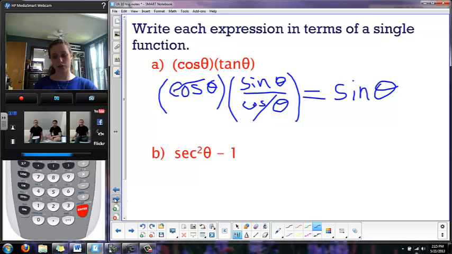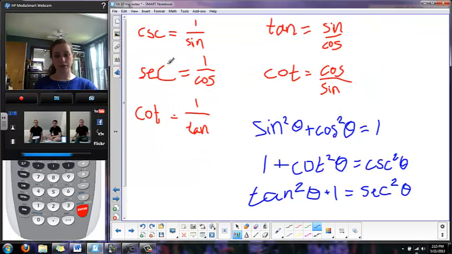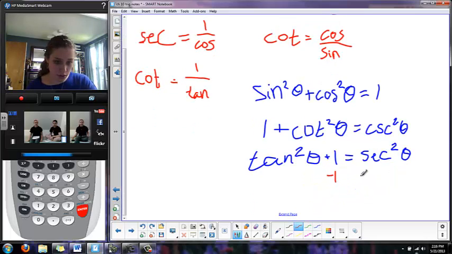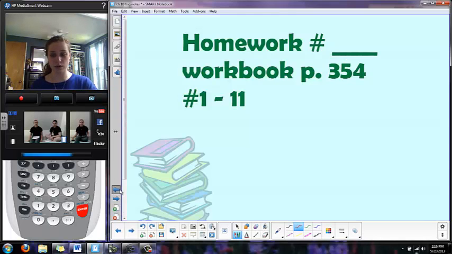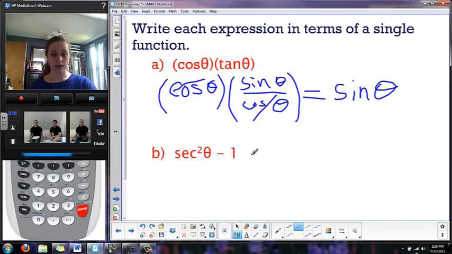Well, I'm just going to go right here, take a look. The only identity that I have that has a secant in it is right here. And the question said secant squared theta minus 1. So if I subtracted 1 right here, minus 1, minus 1, on the right-hand side, I would have secant squared theta minus 1, and on the left-hand side, I'd have tangent squared theta. So secant squared theta minus 1 is equal to, whoops, wrong way. This whole thing is equal to tangent squared theta.